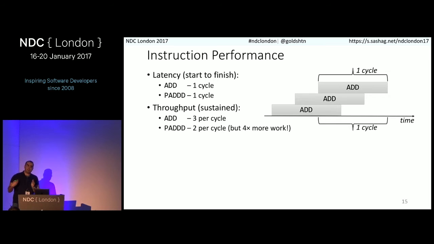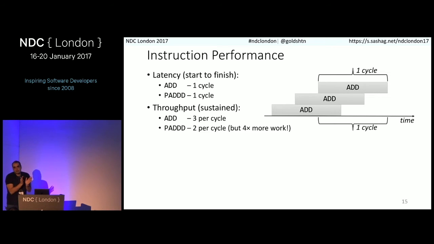So if I have a constant flow of add instructions going into the processor because I have a lot of data, a lot of numbers to add, I can actually finish 3 adds in a single cycle by multiplexing them. And so the throughput for add, if you have a lot of adds, is 3 per cycle, which is very impressive. The throughput for PADDD is just 2 per cycle, but it does 4 times more work. So it's still worth it to use the vector version rather than the classic scalar one.